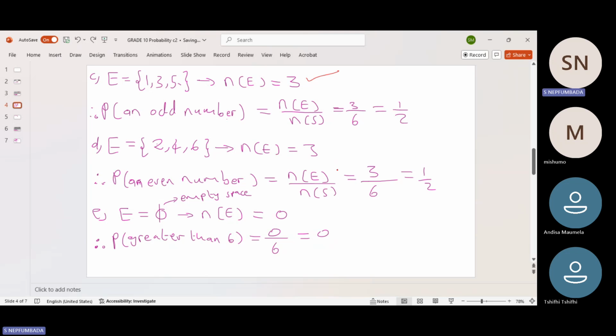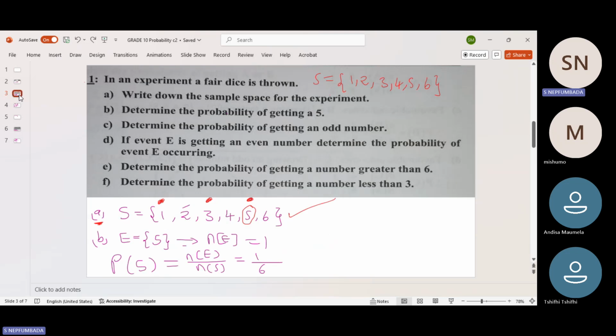We must also know that our probability will always occur between 0 and 1. Probability will always occur between 0 and 1. So on the next question, they say determine the probability of getting a number that is greater than 6.